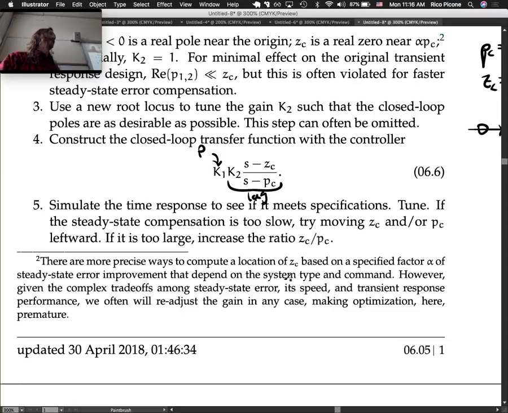Yes? You talk about inserting a pole into a system for control, like in actual systems. What are you adding? How do you add a pole to a real system?